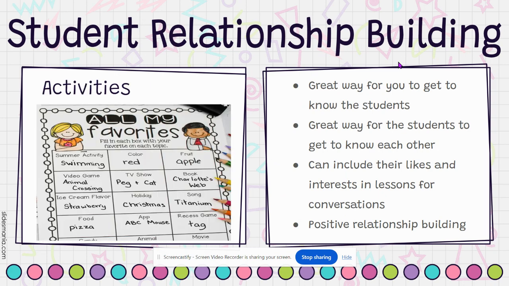There are some activities that you can do, such as this kind of bingo card, where you get to know some of the students' favorites. So, what are their favorite activities, favorite color, fruit, video game, book, and so on. It's a great way to get to know the students. You can include some of their likes and interests within your lessons. It's also a great way for the students to get to know each other because they can see, oh, hey, they really like the color red and they play tag at recess. Maybe we could play tag at recess together. It helps to create those positive relationships.